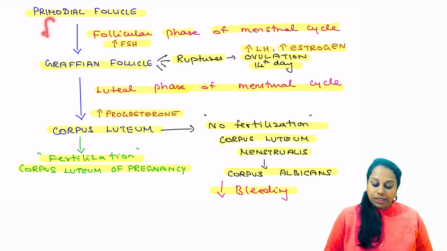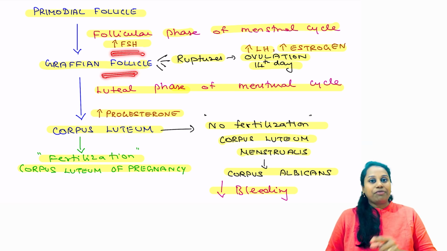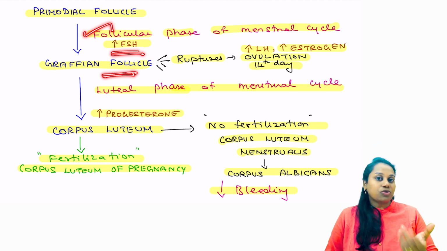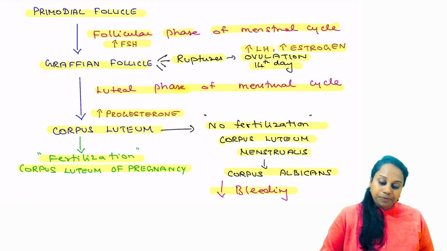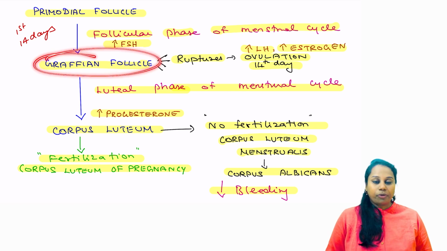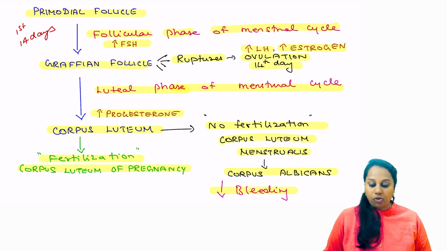So in this process, during the first 14 days, which hormone do you think will increase? There is formation of Graafian follicle, so follicle stimulating hormone increases. And what is this phase called? Follicular phase. Because the Graafian follicle is forming, it is called the follicular phase. So during the initial 14 days of the menstrual cycle, there is formation of the Graafian follicle. That is why we call it the follicular phase, and the hormone responsible for this is follicle stimulating hormone.